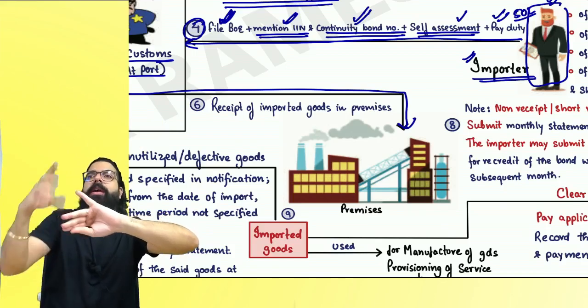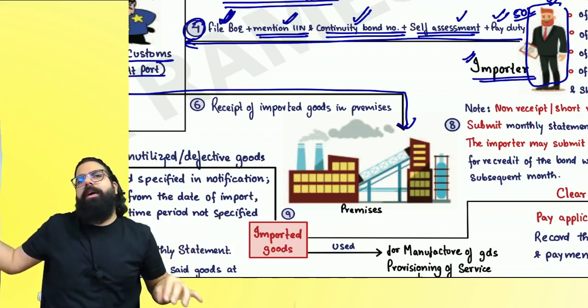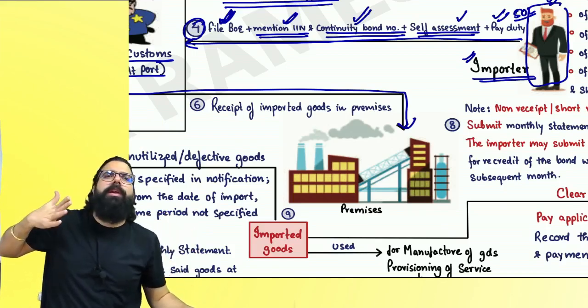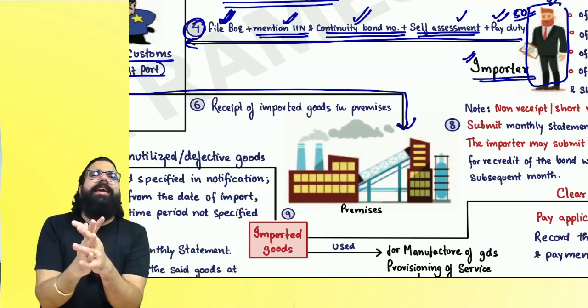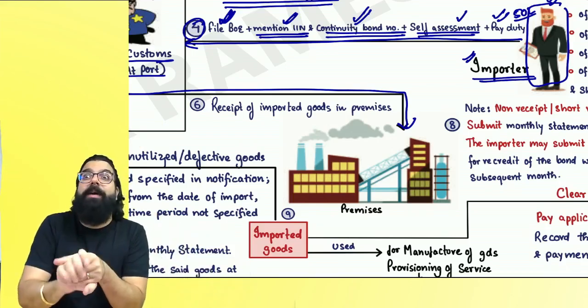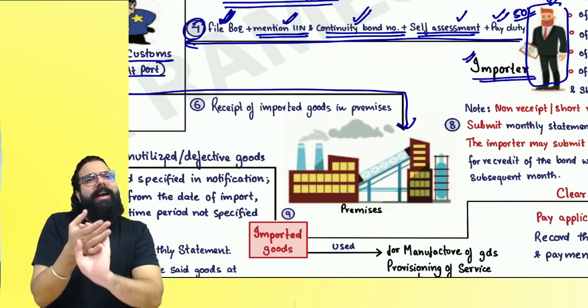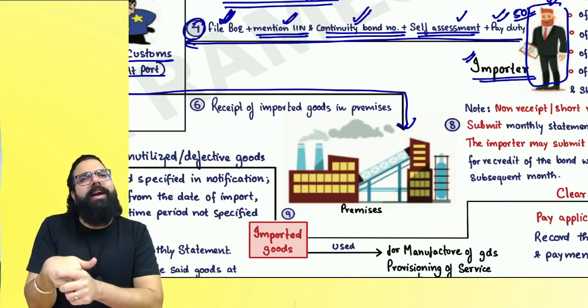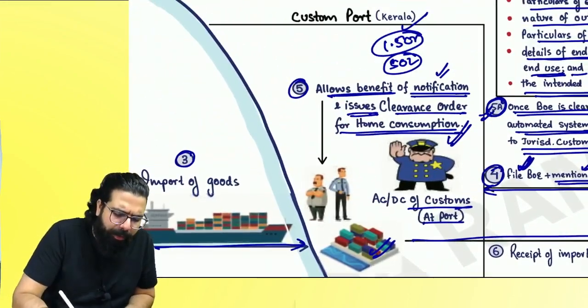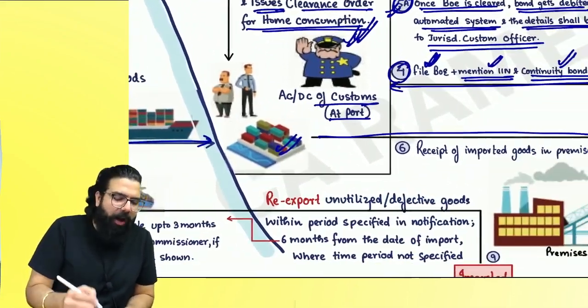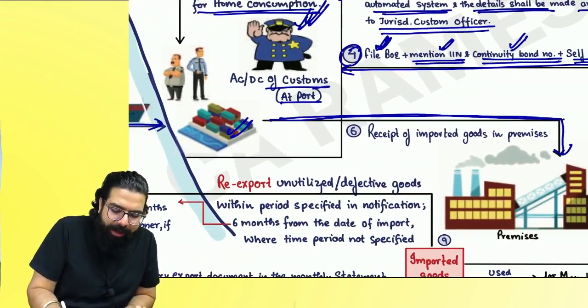Are we clear, everyone? Now, the customs officer at the port will allow me to clear the goods, because online he will be able to see with my IIN number that this person has already told that he wants to clear the goods at the concessional rate of duty. He will see this online and allow me to clear the goods and get home.